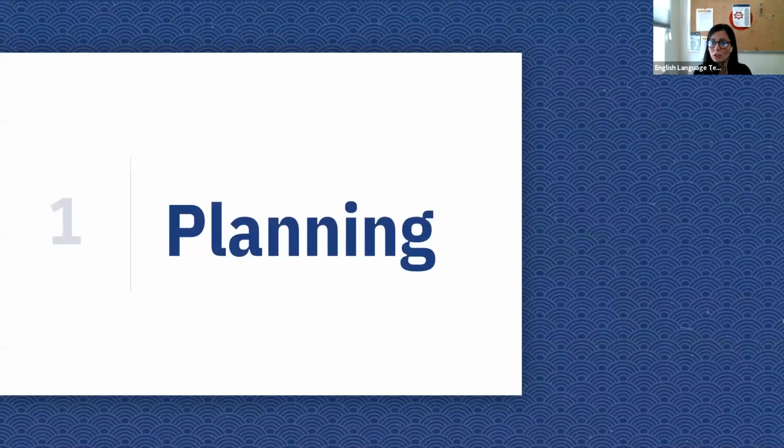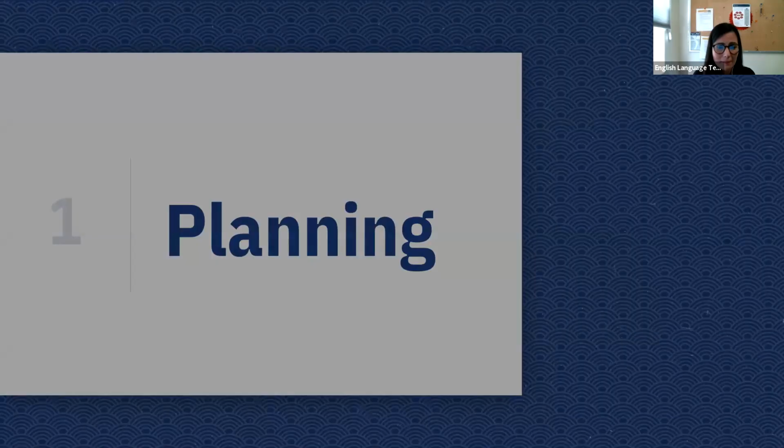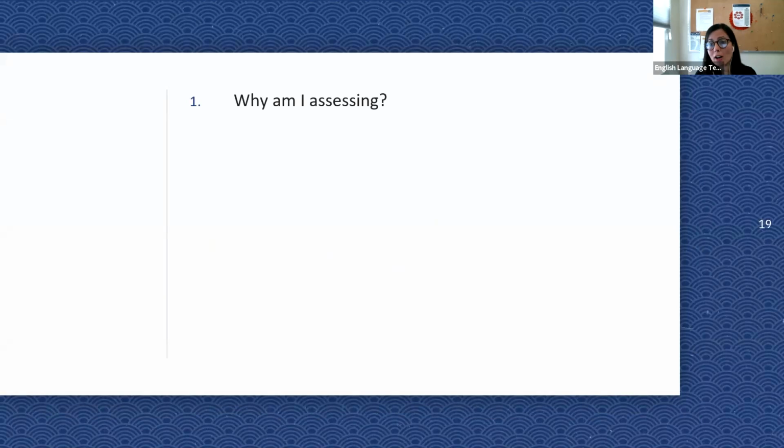So let's start talking about our planning stages before we actually get down to the actual writing of the items. There are a couple of things that you have to think about when you're about to design an assessment. Why are you assessing? Do you need to assess at this point? What is the purpose of this assessment?